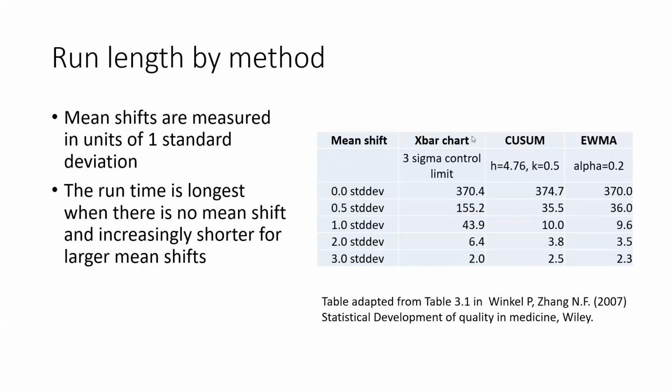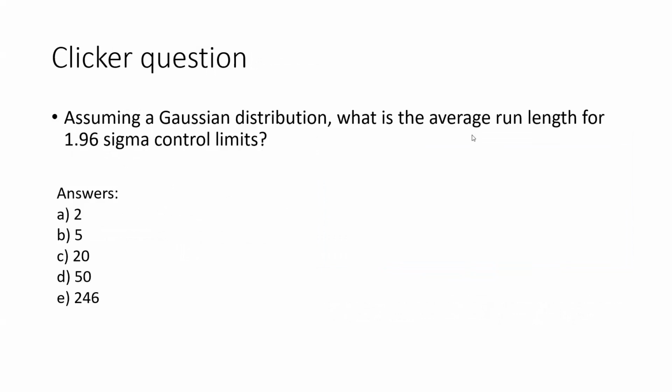So here's a question for you. Assuming a Gaussian distribution, what is the average run length for a 1.96 sigma control limit? And I'll leave you to answer that question.